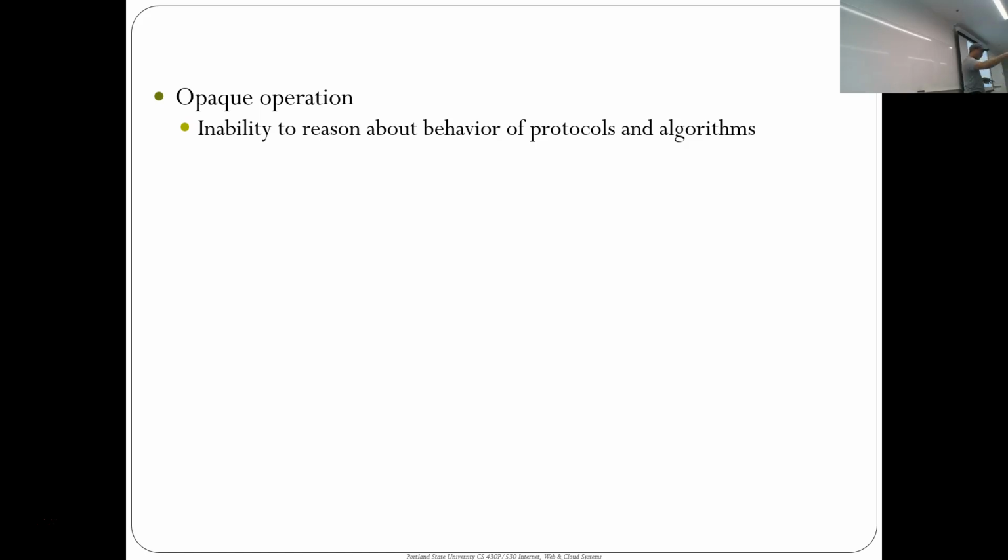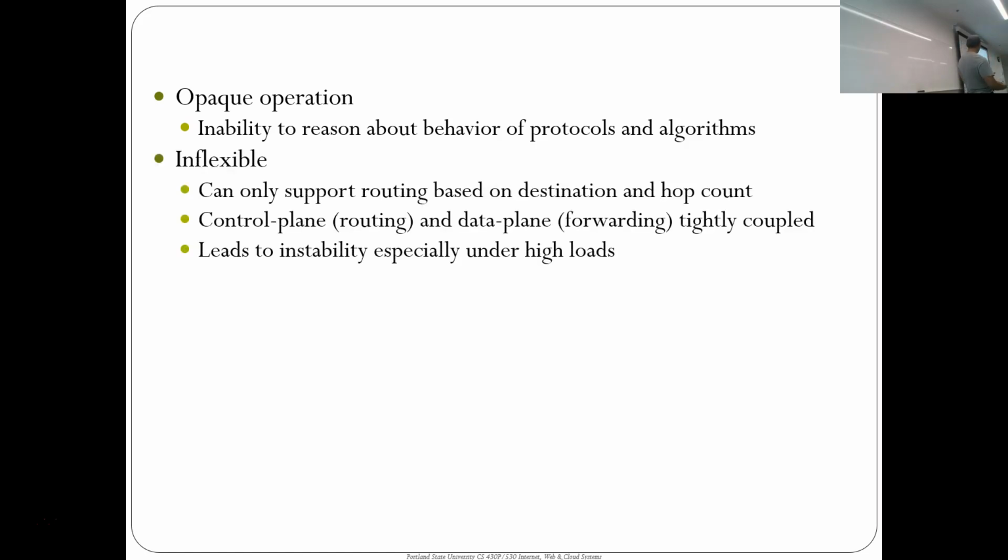You also had this problem of opaque operation. Because all of these things were complex and were basically under proprietary devices, you had a hard time debugging something going wrong in your network. Like if a packet keeps on getting lost, how do you go in there and figure out what exactly caused those packets to get lost? So that's the opacity of operation. It was also inflexible, so you could only support routing based on destination and hop count. So it was a shortest path tree operation, and it's only done by destination prefixes. That's all a router could do, and that's all I have presented to you so far.